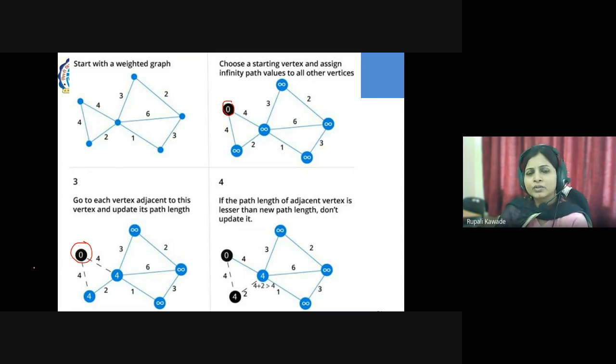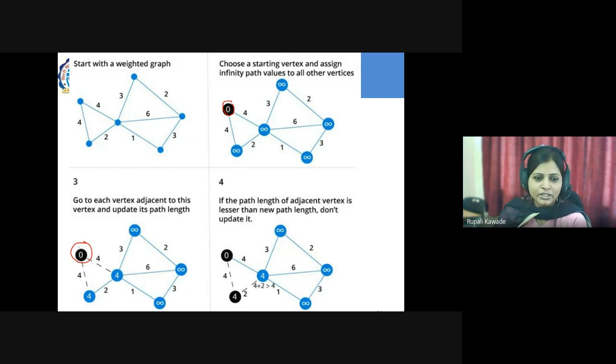Now which path values will get updated? Those of the vertices which are adjacent, because all the other vertices will initially be infinite only. Once we move forward, those will automatically get updated.